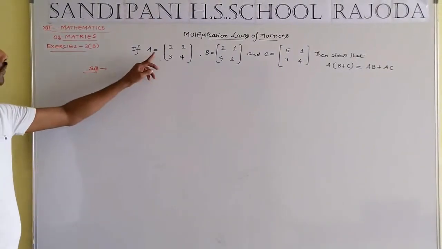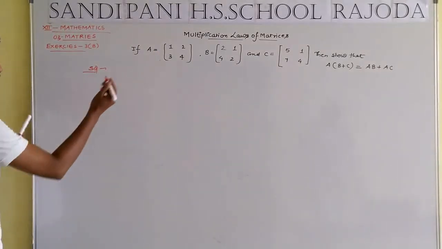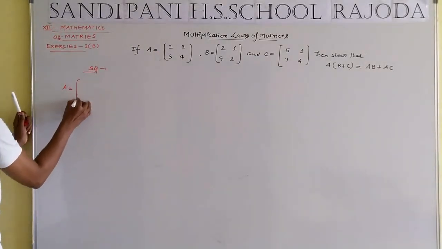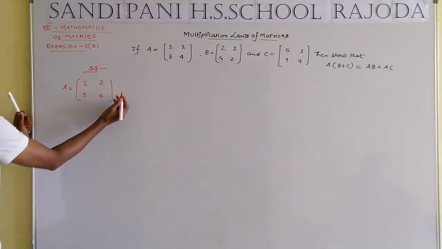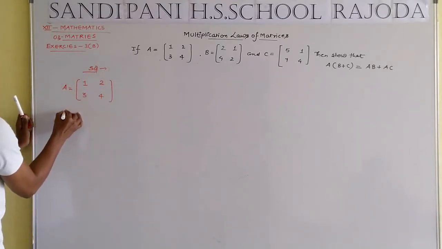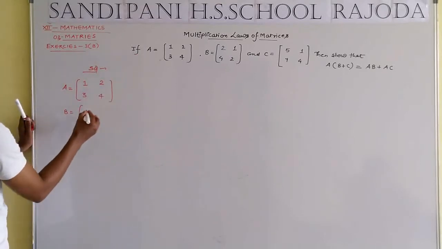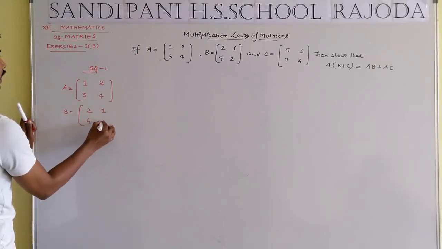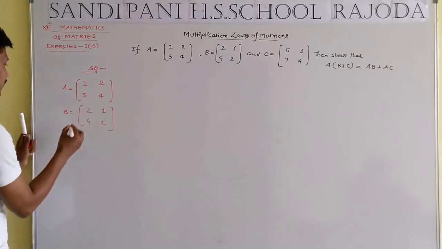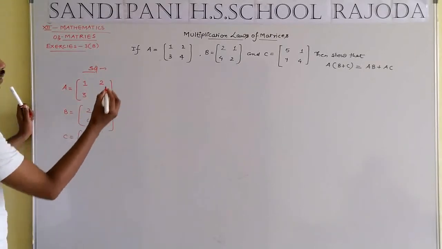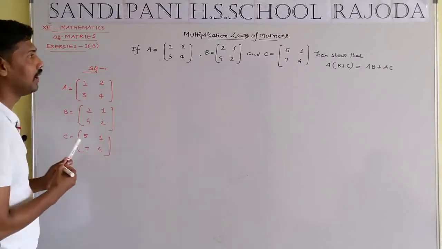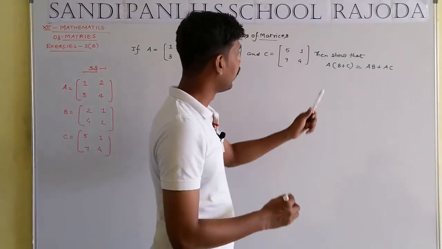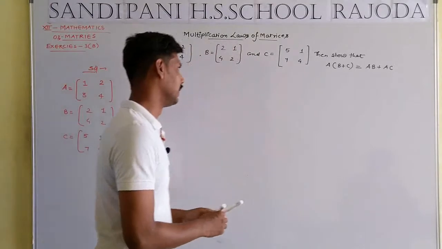Student, the question states that A will be equal to [[1, 2], [3, 4]], B will be equal to [[2, 1], [4, 2]], and C will be equal to [[5, 1], [7, 4]]. We have to find the value of A dot (B plus C).